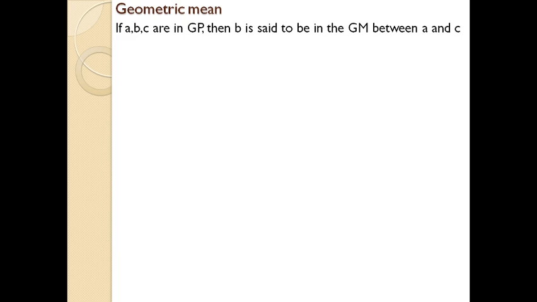Okay, next session, geometric mean. We all know what geometric progression is, its concept, and how to take numbers. And geometric mean is somewhat similar to the cases which I have identified in the case of arithmetic mean. So, in a geometric mean, if A, B, C are in geometric progression, then B is said to be the geometric mean between A and C.